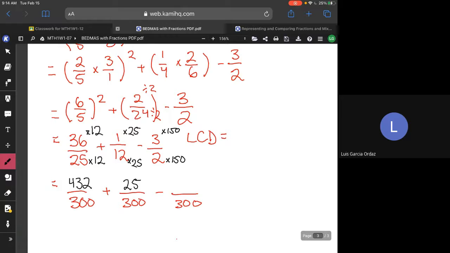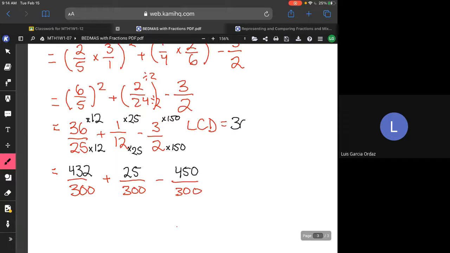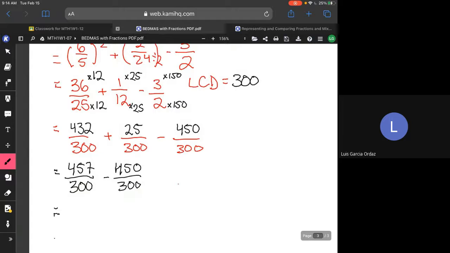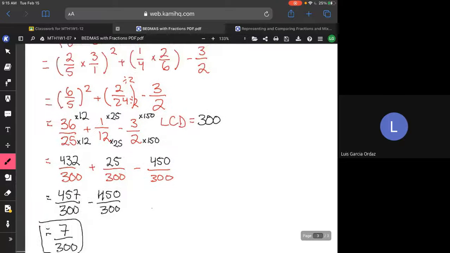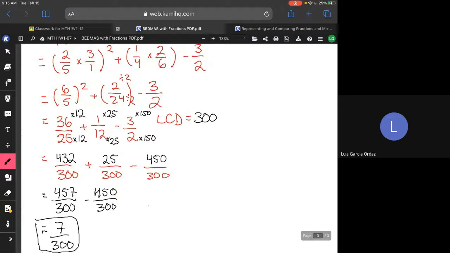Okay. So now what we're going to do is we're going to follow BEDMAS again. So addition and subtraction, so work from left to right. So my LCD here is 300. So now I'm going to start with my first two. So 432 plus 25, 457 over 300, minus 450 over 300. And what is my final answer going to be? 7 over 300. So again, take a couple of minutes to copy that down and try to understand it.